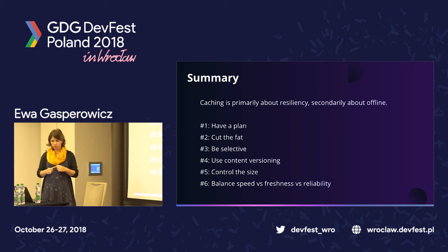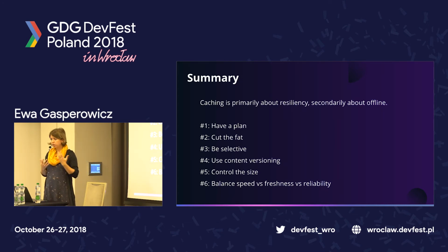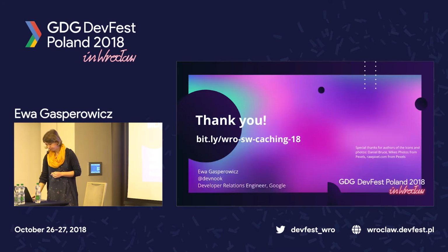Control the size of your app on the site level, not on the single URL level, and just balance speed versus freshness versus reliability. If you manage to do that, you can really offer a really great experience to your user. And it's not easy, but there are libraries to help you, like Workbox, so check it out. And maybe with the help of the right tools, you'll find it easier to achieve the right goal.